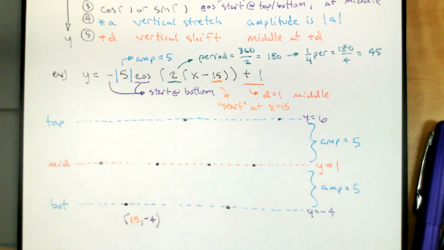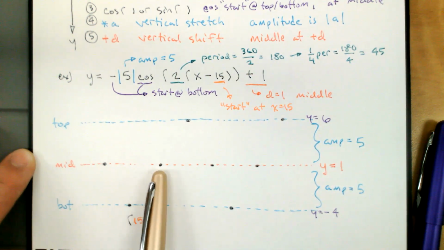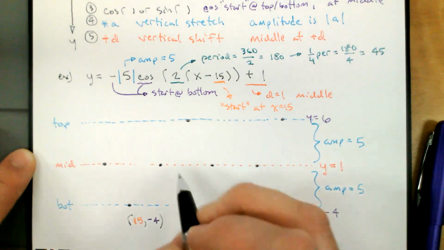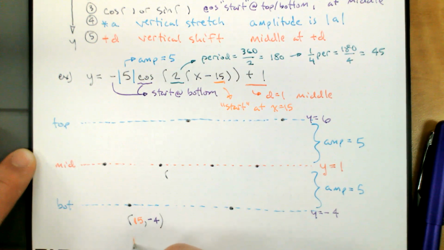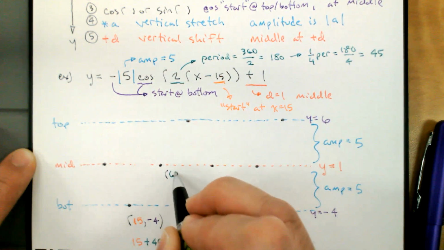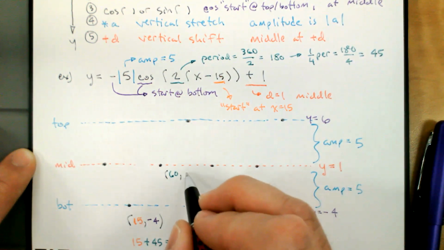So here's where I'm imagining is my start. I start at the bottom. I label the x coordinate 15 for my horizontal shift, and the y coordinate is at negative 4. The next point after we hit the bottom, we go to the middle going up. From the bottom to the middle going up, that's 1/4 of a period. So if I take the 15 and add the 45, we'll be at 60. And the y coordinate, since we're at the middle, is at 1.